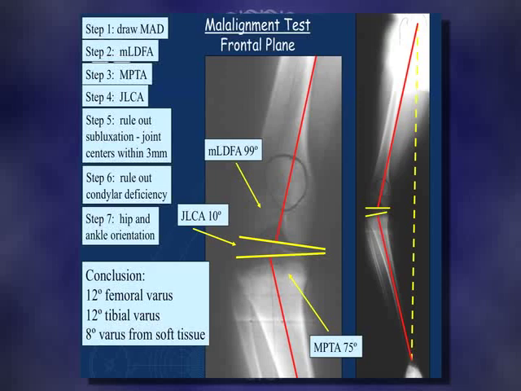We focus on the knee, but we also want to measure the joint orientation lines at the top and bottom and make sure there isn't a secondary deformity. So this kid, we conclude, has 12 degrees of varus in the femur, 12 degrees of varus in the tibia. And these are just how far off from normal. So 99 minus 12 is 87, and 75 plus 12 is about 87. And he also has, if we said that a normal JLCA is 2 degrees, then he's got at least 8 degrees coming from the soft tissue. So he's got some real problems, and he needs some work.